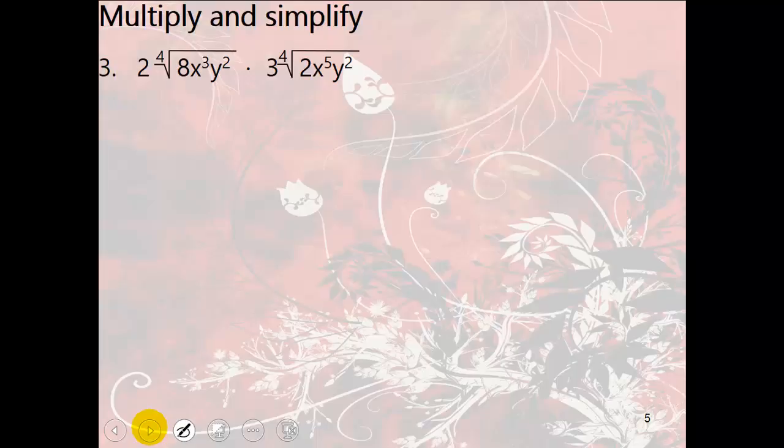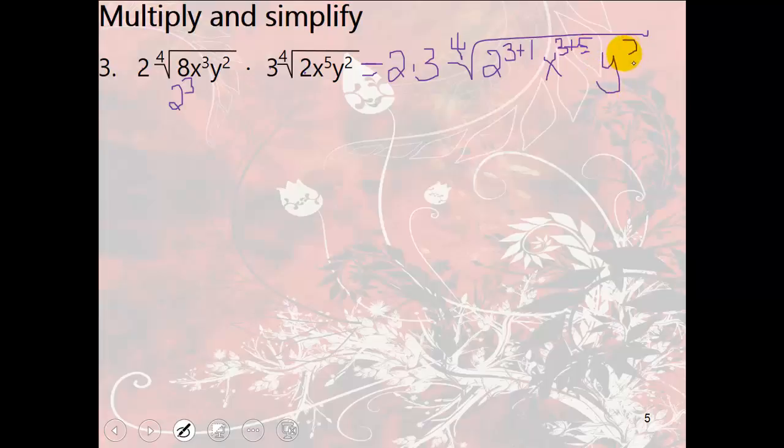All right, this is a 4th root, so I'm going to have 2 times 3. I've just moved those to the front of everything, and I'm going to combine under 1 4th root. This is 2 cubed, so I have 2 to the 3 plus 1. My other one came from this 2 right here. X to the 3 plus 5, y to the 2 plus 2. I'm going to go ahead and multiply those together. That gives me 6, and I have the 4th root of 2 to the 4th, x to the 8th, y to the 4th.